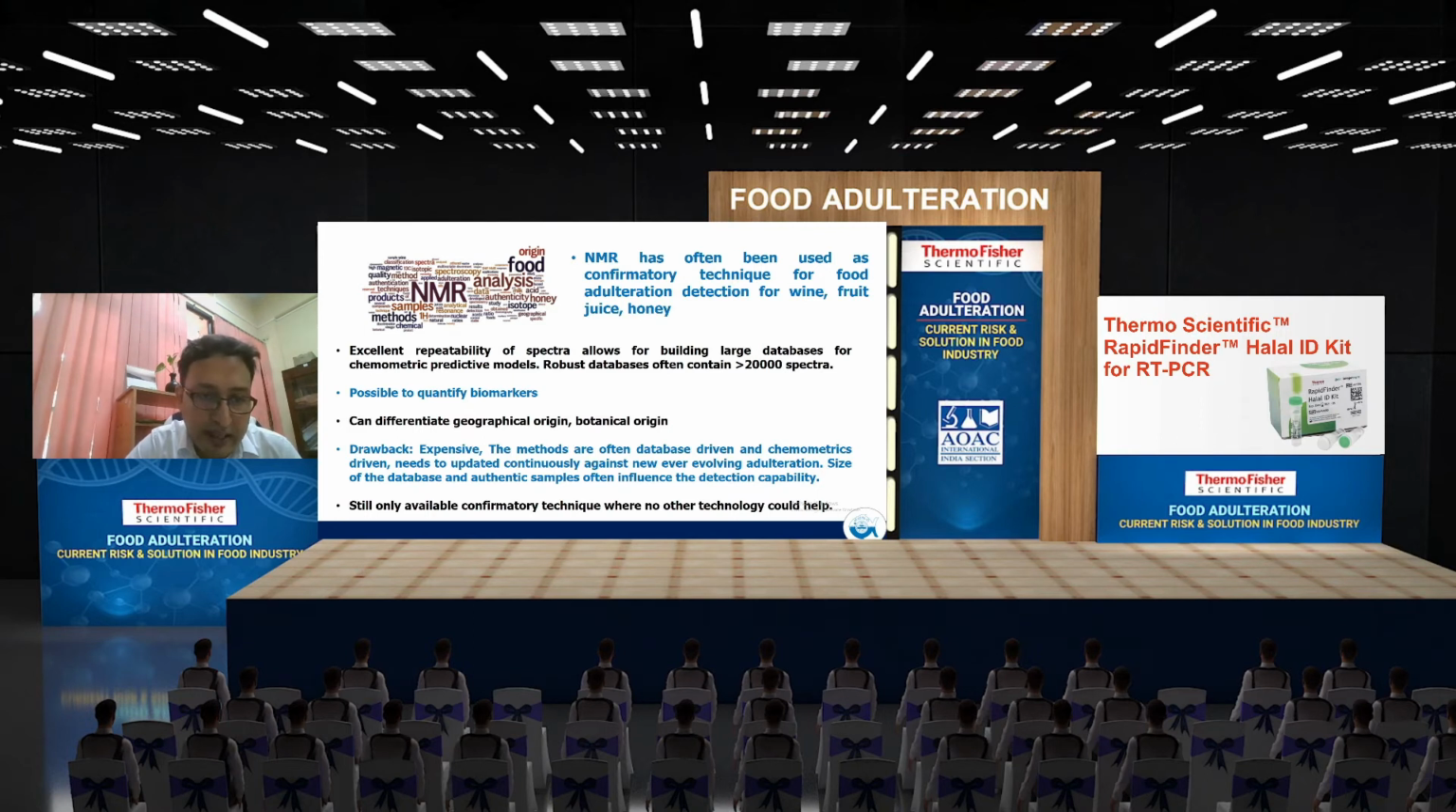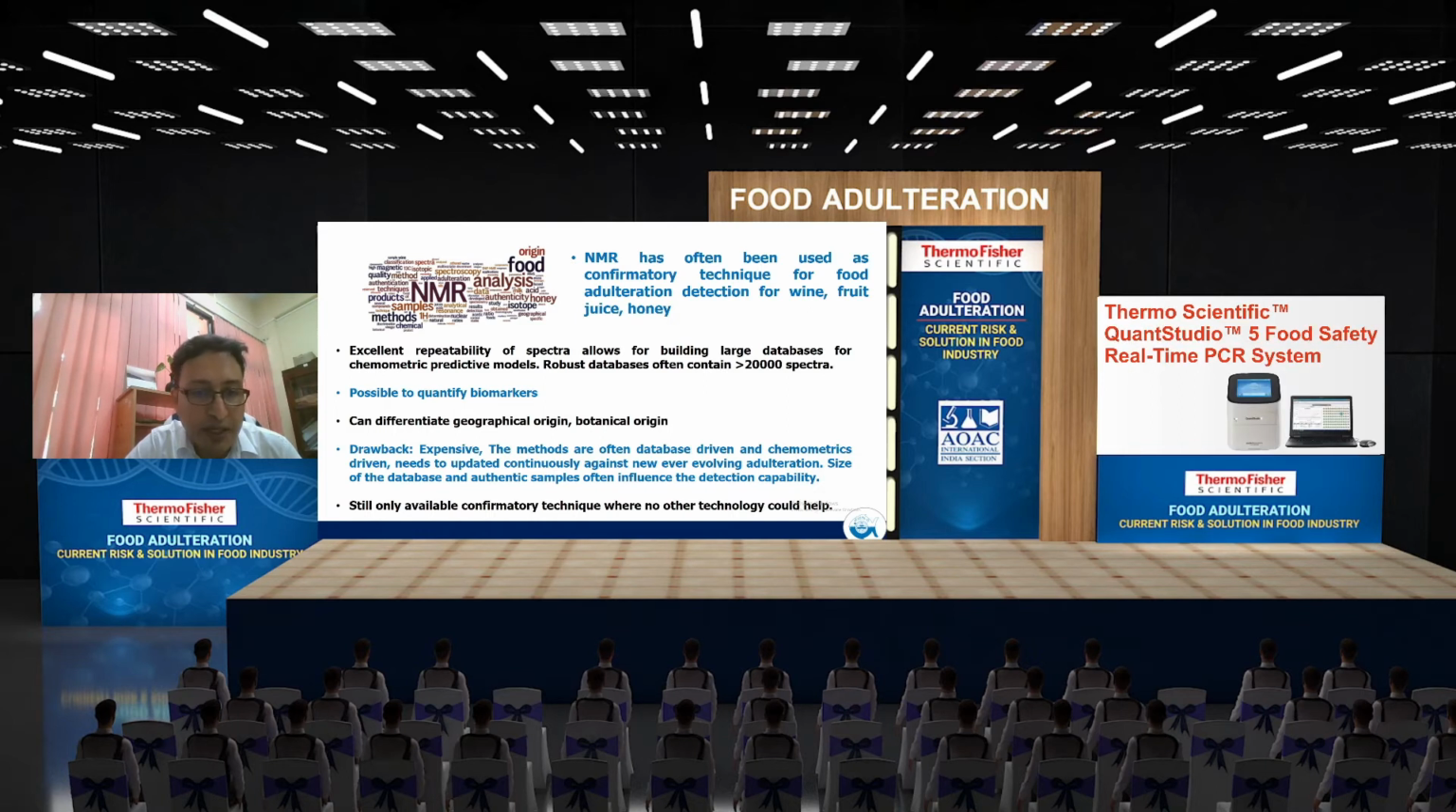So again, here I'd like to say that these methods are very robust, but again, it depends on the size of the database. The database is still growing, and in future, this will be a very, very robust method for honey and fruit juice authentication as well.